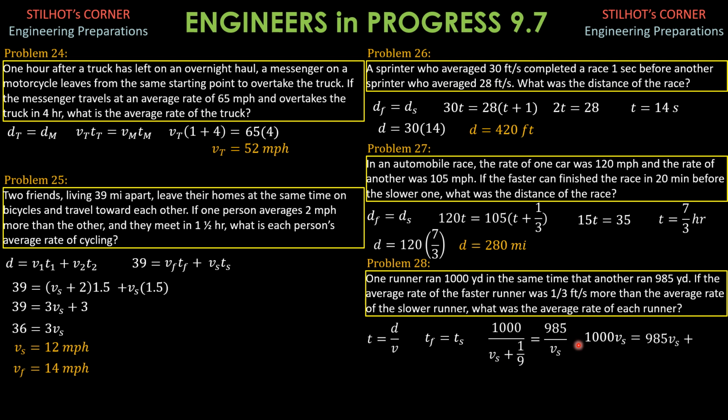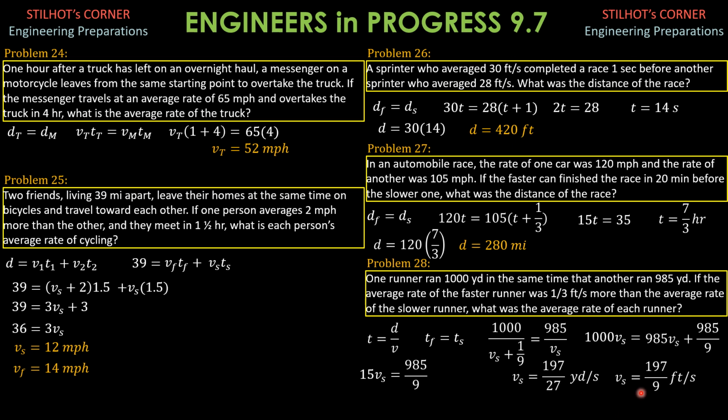Then 15 v sub s is 985 over 9. 15 is 1000 v sub s minus 985 v sub s. Then divided by 15, so v sub s in yards per second is 197 over 27 yards per second. Multiply by 3 to express that in feet per second. So v sub s is 197 over 9 feet per second.